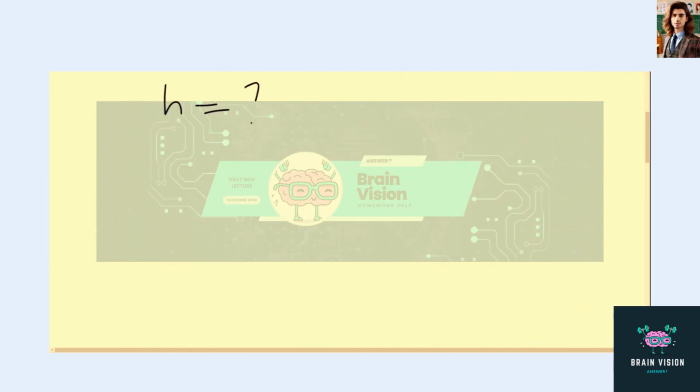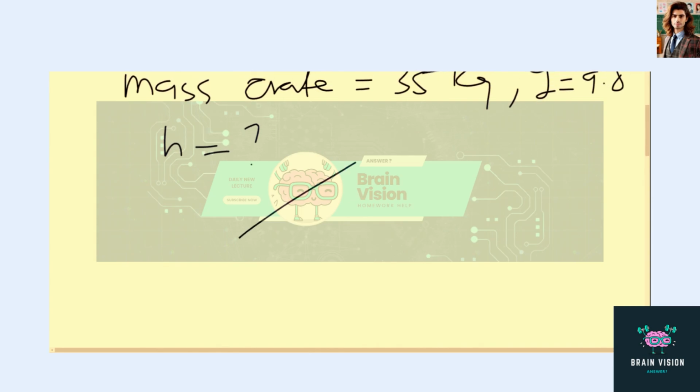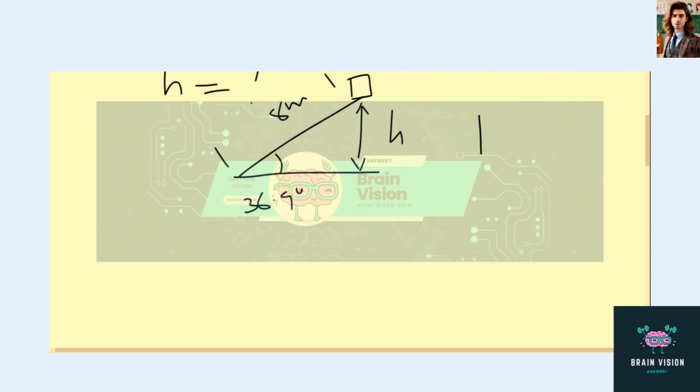So I'm going to redraw the diagram. So let's say this is my diagram again. This is the height where the crate is situated. And then the angle here is 36.9 degrees. Now, the ramp is 8 meters long. So to calculate the height, we'll say sine theta is equal to the height divided by the length of the ramp. Let me represent that with L, the length of the ramp, which is the 8 meters.